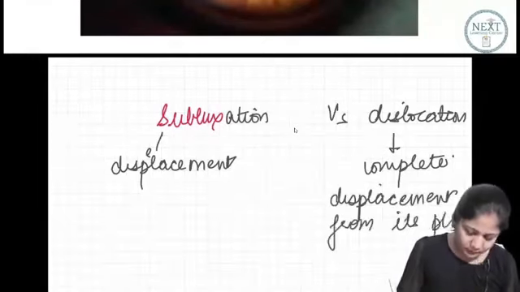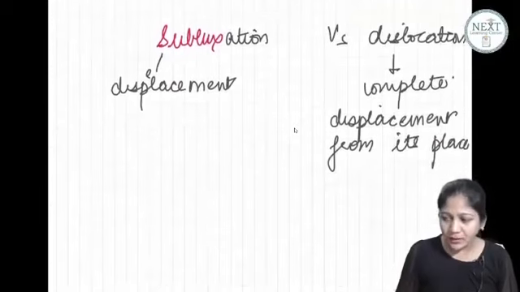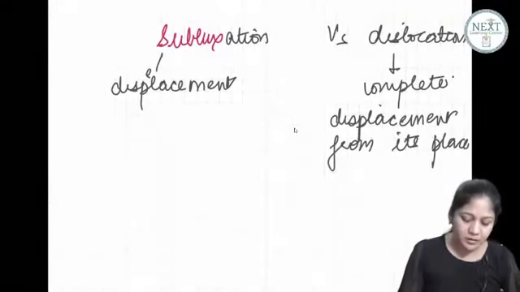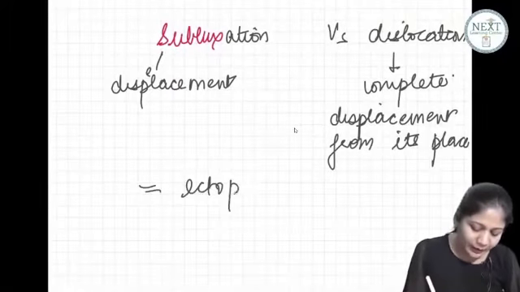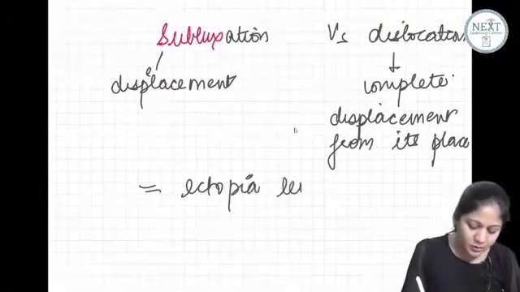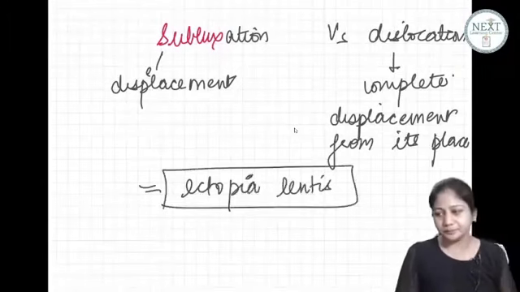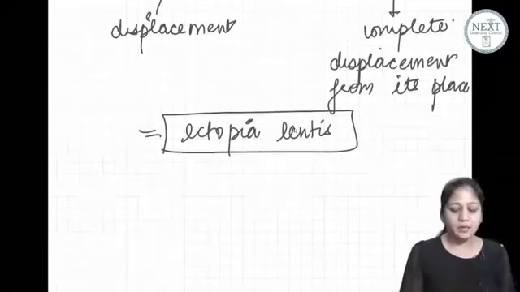Okay? Now there can be so many causes. Not hyperfunction. One is normal and the other is weak. This is also called ectopia lentis. Ectopia means it's not in its place. Now, what are the causes?